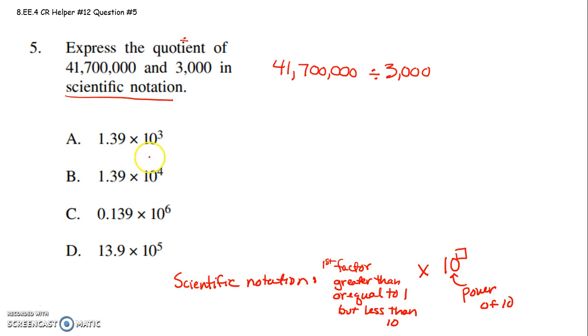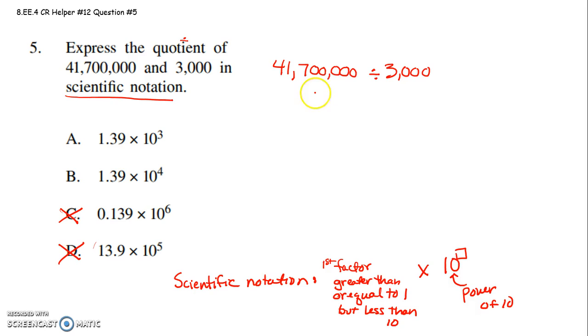So first I'm going to look here and say, are there some I can eliminate? Well, I could eliminate this one because that number is not greater than or equal to 1 but less than 10. That's less than 1. So C doesn't have a shot if they want it in scientific notation. And D doesn't have a shot because 13.9 is greater than 10. So that just helps me know, okay, one of these two is the correct answer.